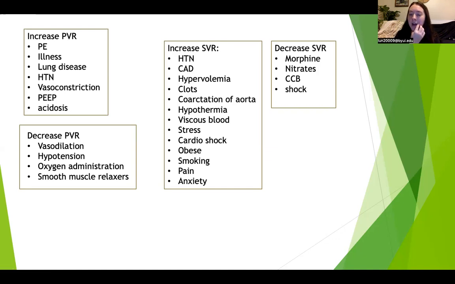To decrease SVR, morphine. That's one of the big reasons that morphine and nitrates are actually given during a heart attack, because they decrease that systemic vascular resistance. They open the vessels to create the ability to have more blood flow to the heart. And then CCB, so calcium channel blockers, and things like shock. You don't need to go through this and memorize, but all of these have something in common, right? To increase, something's tense, something's tight, something's blocking, okay? To decrease, something's open, some medication is opening, or they're in a state of shock, okay?